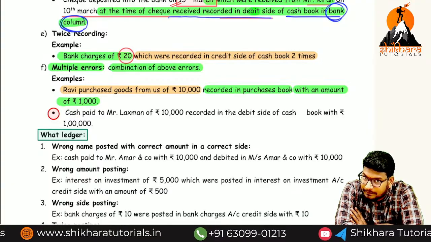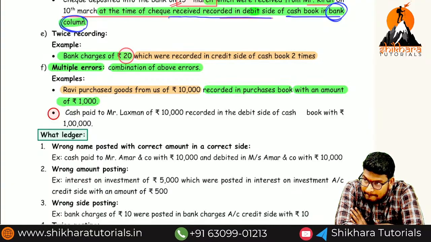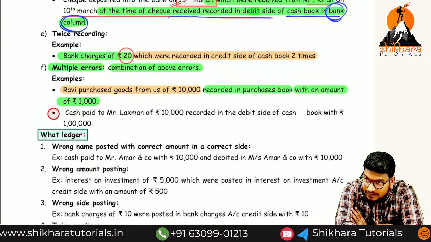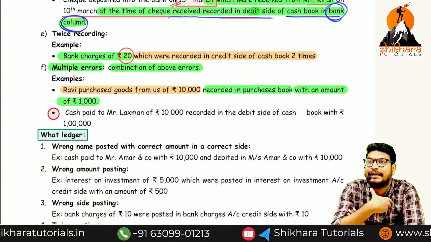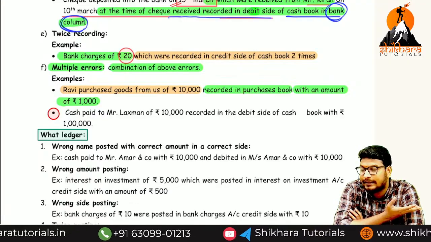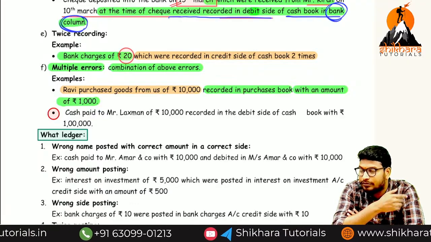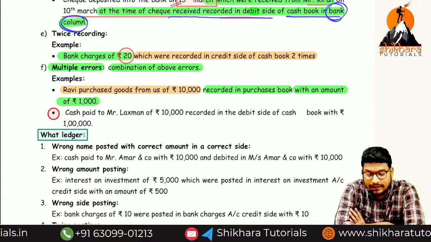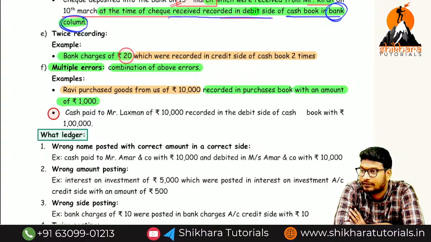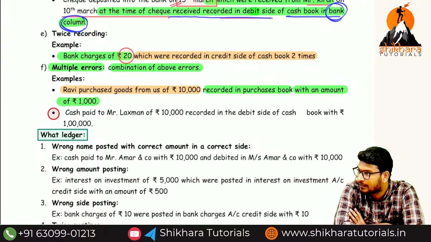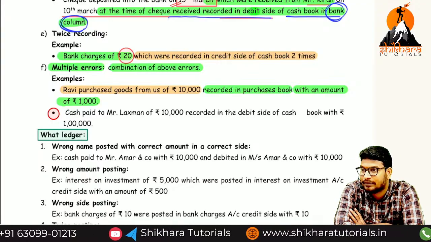What is the answer? How much? 1,10,000, 1,10,000. Simple, 1 lakh we need to cancel, and 10,000 we have to write. Both should be the same. Then what is the entry? Lakshman account debited to cash account, 1,10,000. Super. Can I open any past paper?